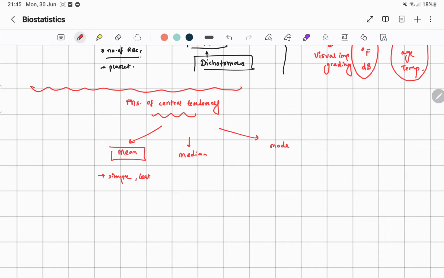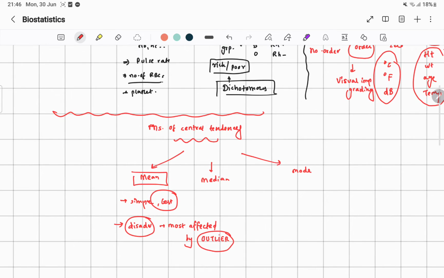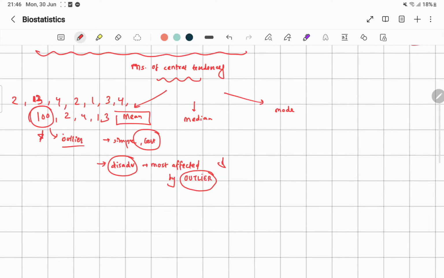It is the best one. But the disadvantage is that it is the most affected by outliers. What is an outlier? An outlier is basically an extreme value. Let's say 2, 3, 4, 2, 1, 3, 4, 100, 2, 4, 1, 3. Which is the outlier? 100 is the outlier. So mean is the most affected by outlier. This is an MCQ: most affected by outlier is mean.